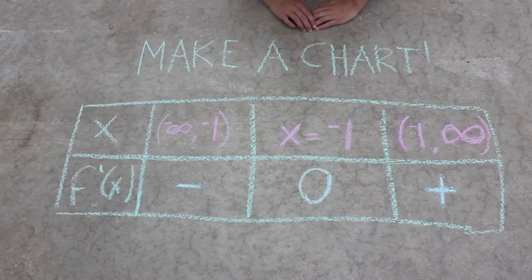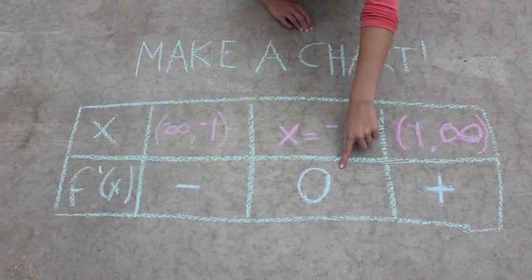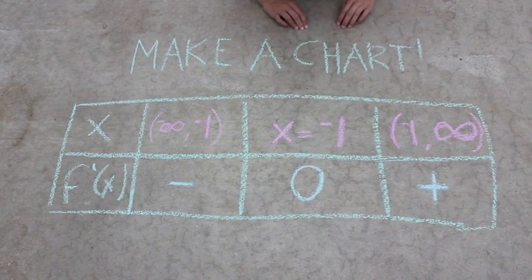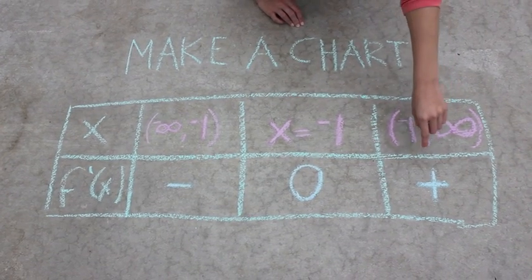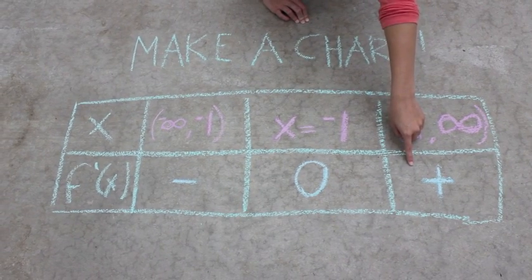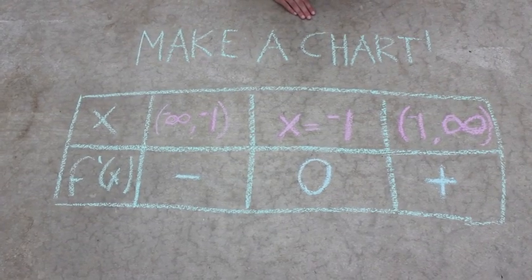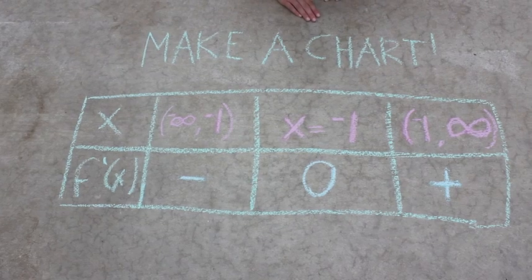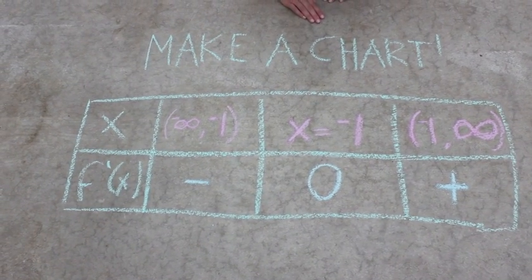Next, at our critical point, we know the first derivative equals 0 because that's what we previously solved for. And finally, use any point in your second interval and plug it into the first derivative to see if you get a positive or negative number. Here our function goes negative then positive, which means the function is decreasing then increasing. This gives us a minimum.